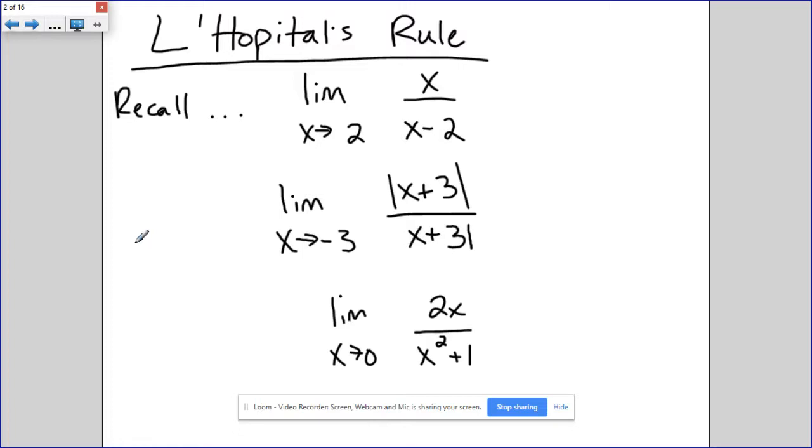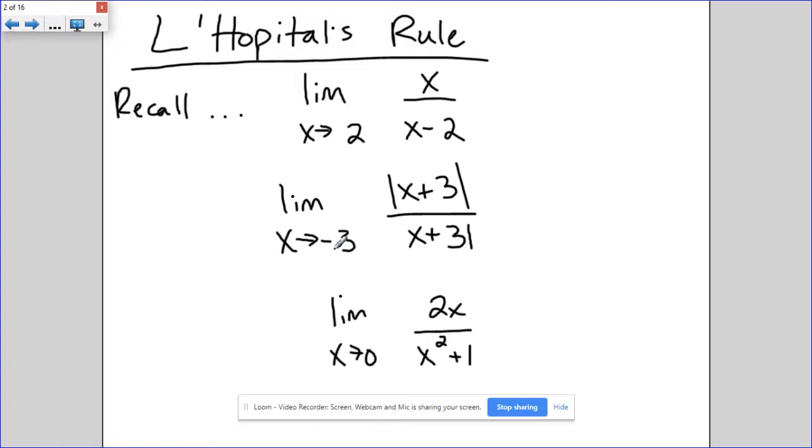When we are approaching a number, the easiest way to handle it was to just use direct substitution. So for example, on the very top one, the limit as x approaches 2, if you just plug 2 in for x, you would get 2 on the top, the numerator, and 2 minus 2, which is 0 on the bottom. And whenever you get a non-zero number on top, but you get 0 on the bottom, that means the limit does not exist.